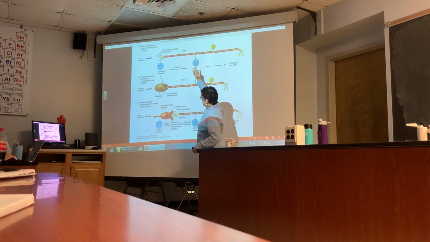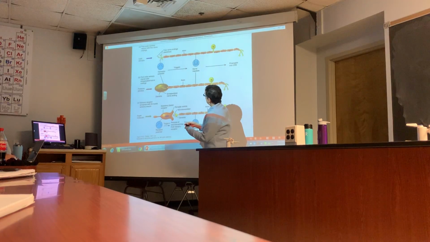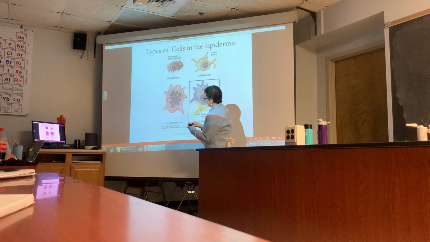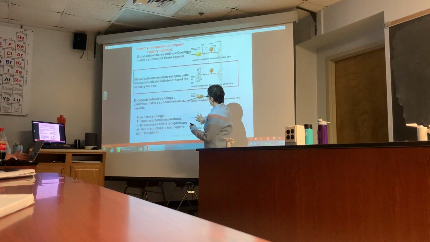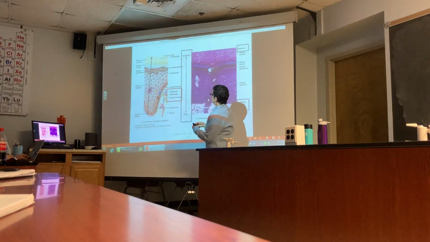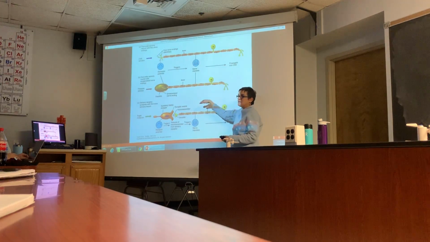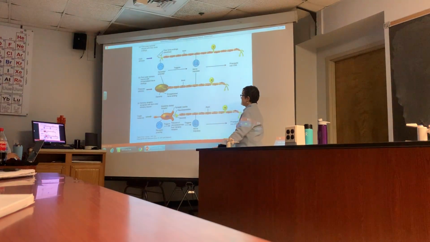So here they're showing you free nerve endings. That's the top picture, showing a free nerve ending sensory receptor, which would be this category right here. The second picture that I'm going to show you is the encapsulated one, and then the third is the receptor cell. So this corresponds to the three types of sensory neurons.